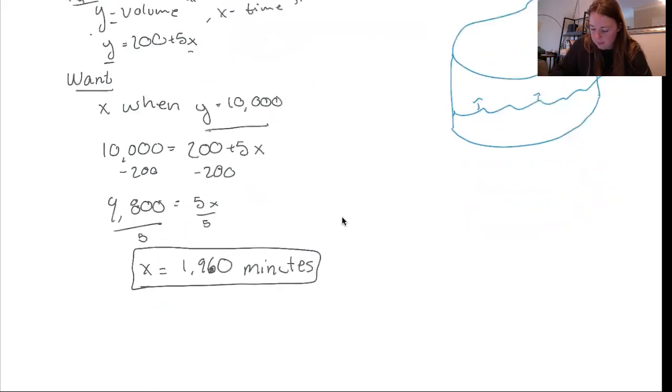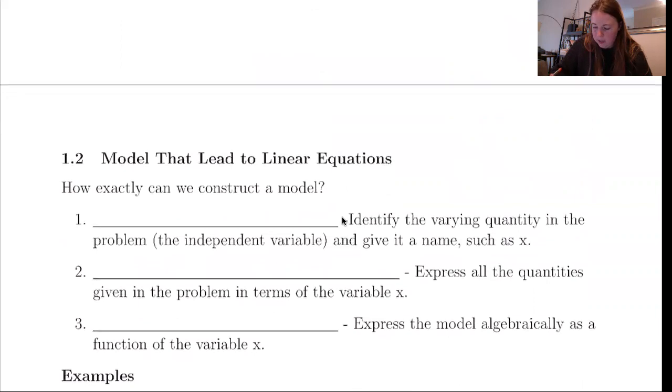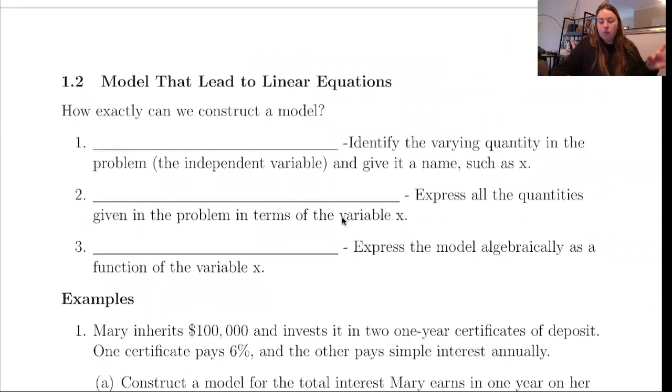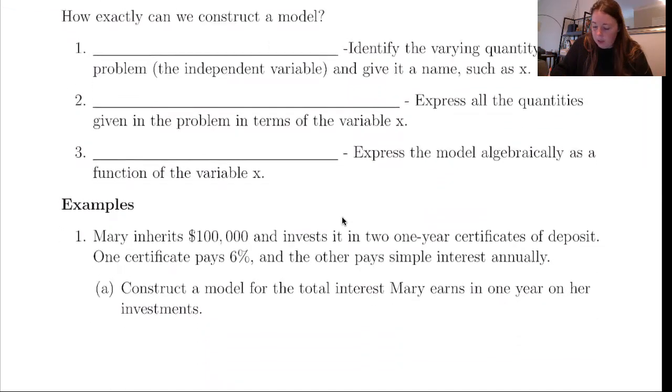Ta-da. And that was problem 1. Okay, cool. So that was, I was just given a linear model. Great. But sometimes I'm not going to be given a linear model, or maybe it's not even going to be a linear model. Just pieces of it are going to be linear, right? So something that looks like y equals mx plus b is going to be somewhere involved.